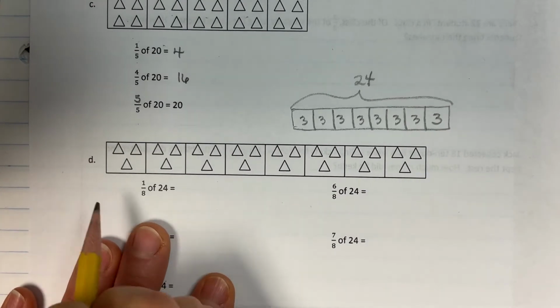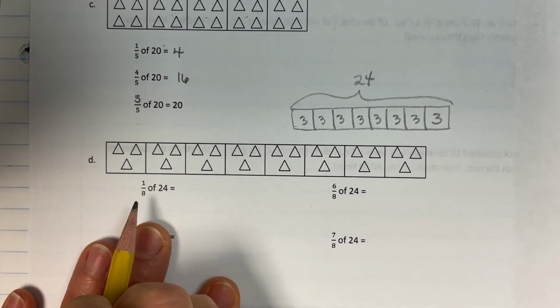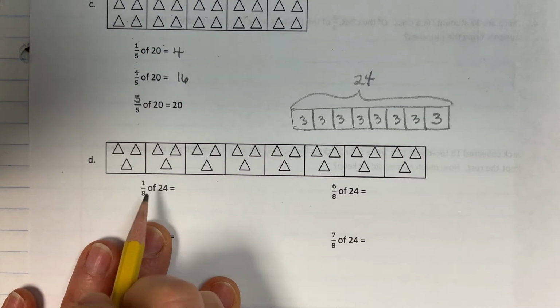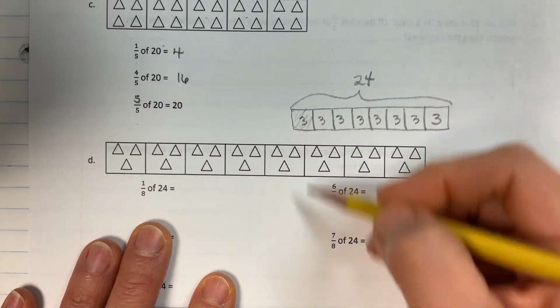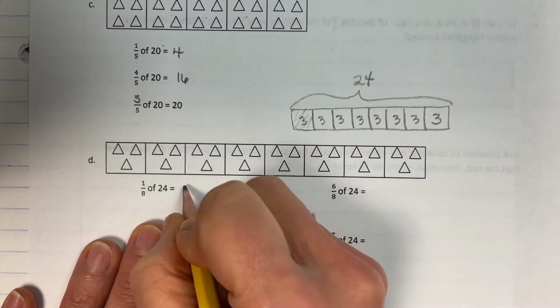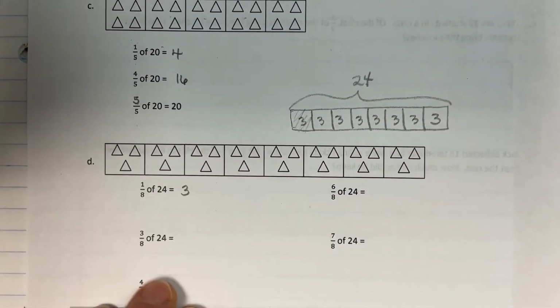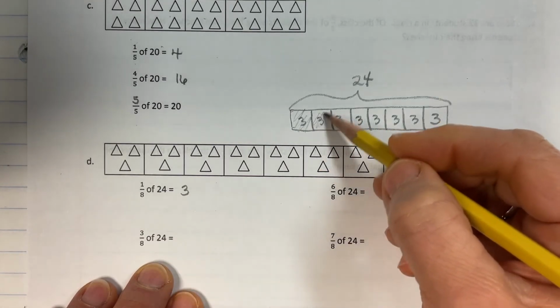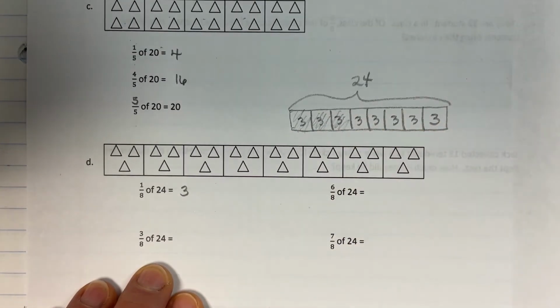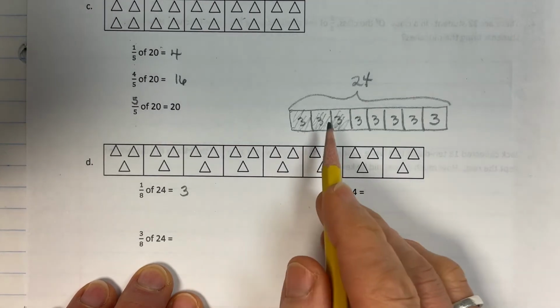Okay, so when you're asked for 1/8, and you do this with bean problems all the time, 1/8 of 24, 1/8 would be one of the boxes, right? So that would be 3 triangles. 3/8 would be 3 of the boxes. So that's 3, 6, 9.